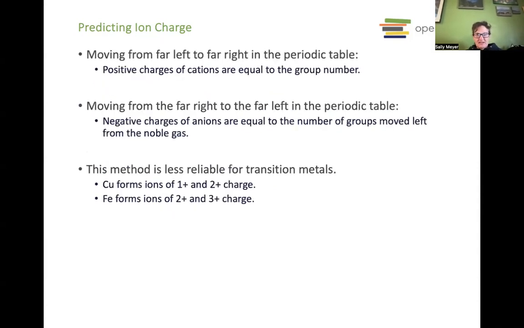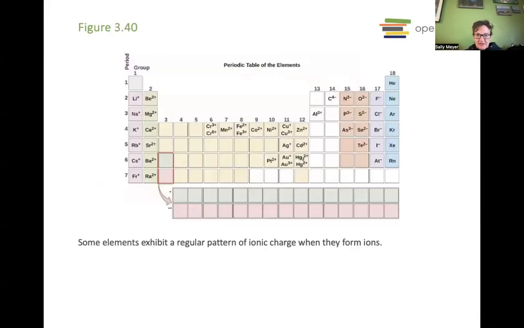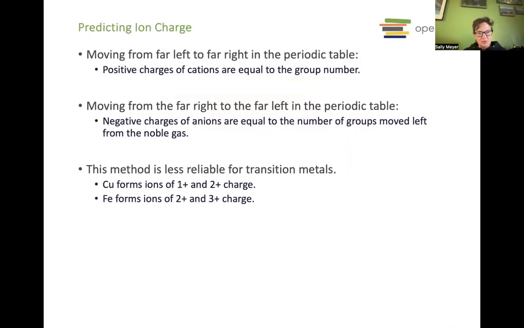So if we want to predict ion charge, if you move from the far left to the far right, the positive charges of cations are equal to the group number, whereas moving from the far right to the far left in the periodic table, negative charges of anions are equal to the number of groups moved left from the noble gas. I think it's just easier if you look at this just to think. If you're in group 17, you're 1 electron away, so it's going to be a -1. If you're in group 16, you're 2 electrons away from neon, argon, the noble gases. So I think that's a little easier to think about than these first two rules.